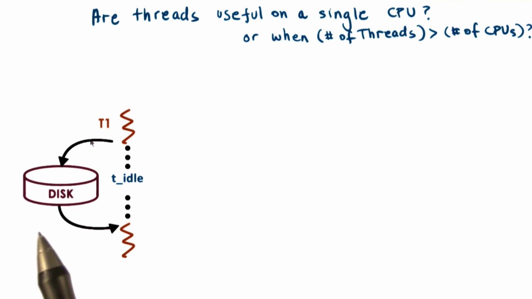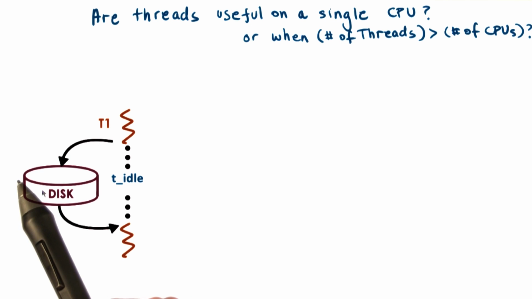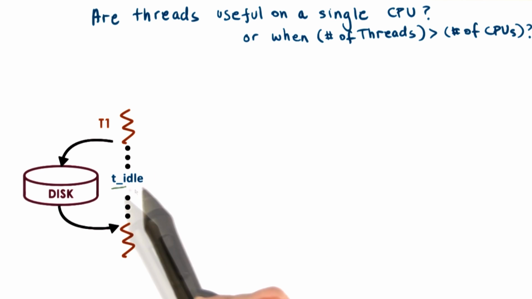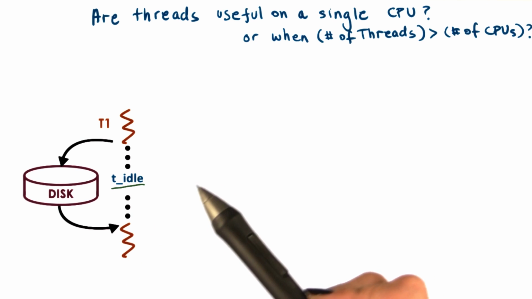As soon as the request comes in, the disk needs some amount of time to move the disk spindle to get to the appropriate data and respond to the request. Let's call this time T idle. During this time, thread 1 has nothing to do but wait. So the CPU is idle and does nothing.